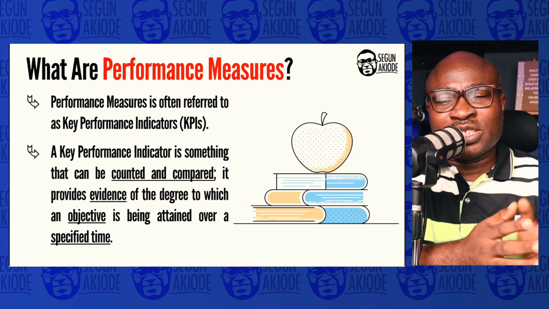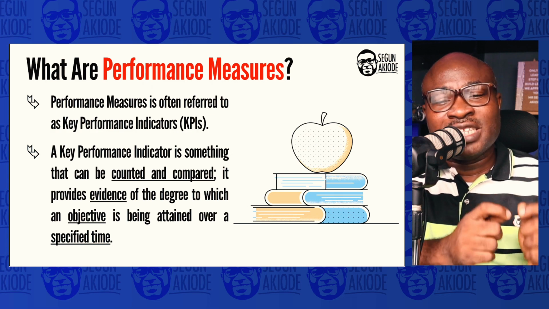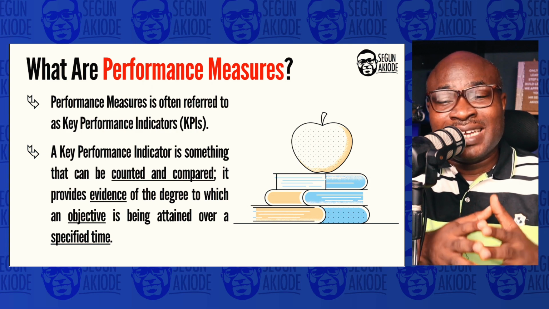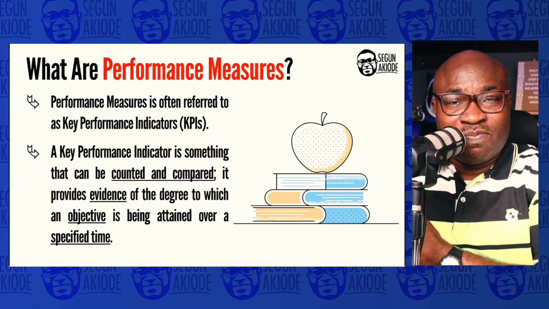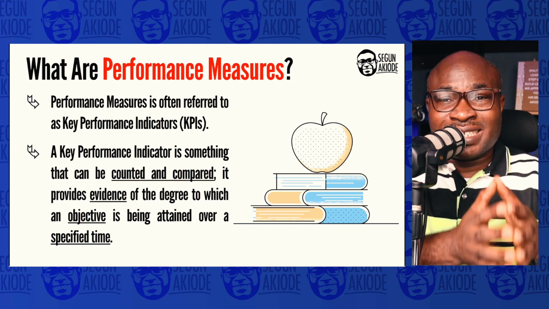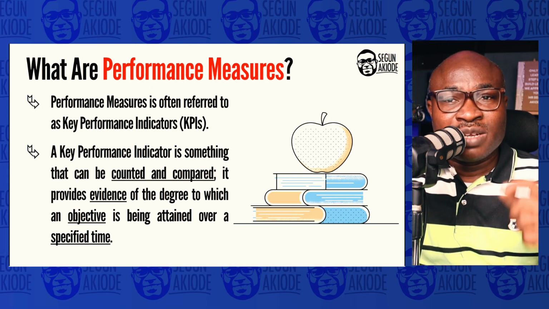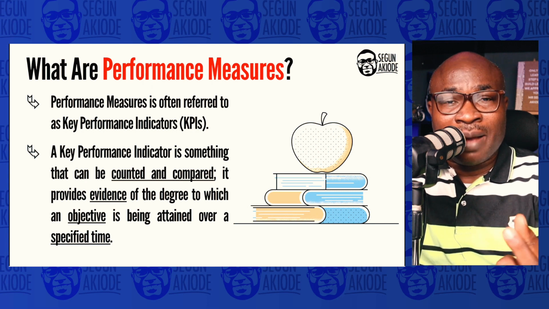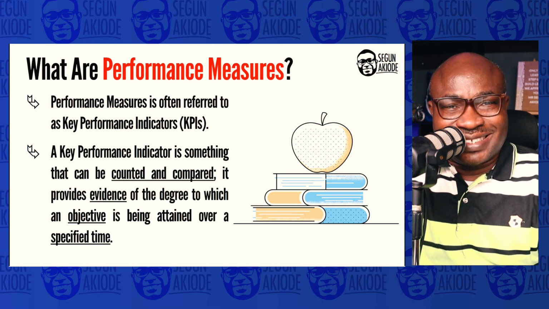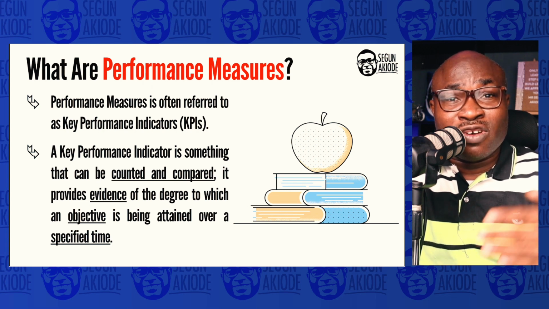A key performance indicator is something that can be counted and compared. It provides evidence of the degree to which an objective is being attained over a specific period. The key parts of this definition, which I'm picking as a working definition, are: 1, the ability for it to be counted and compared, meaning it must be measurable. We're talking about a measurable target. Then 2, what is the evidence that it has been achieved? There must be an evidence that must be set at the point of measurement.